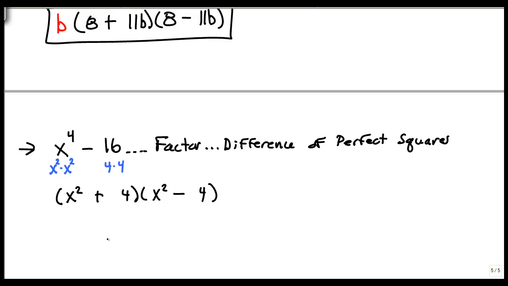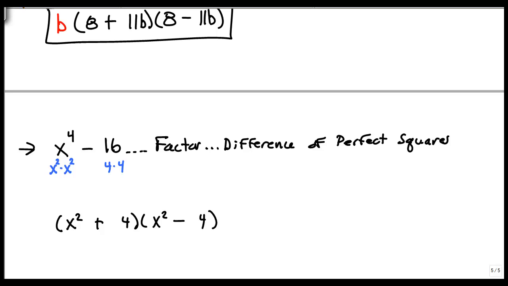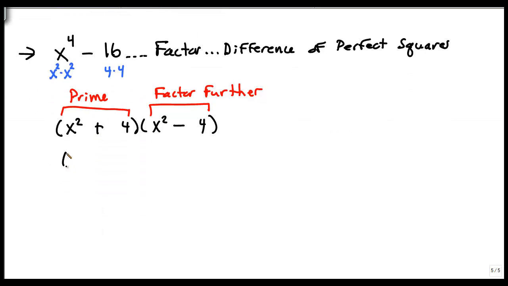Now I can't say I'm done with this one. For this part, remember, this is the sum of perfect squares. This x squared plus 4 is the sum of perfect squares. So here, this one is prime because it's the sum of perfect squares. However, this one I can factor further. So when I say factor further, I would have x squared plus 4, and then how would x squared minus 4 factor? It would factor into x plus 2, x minus 2.